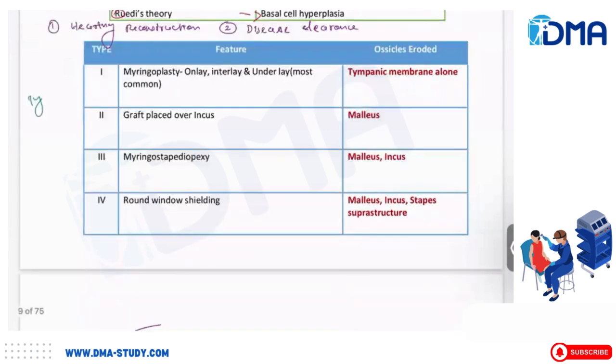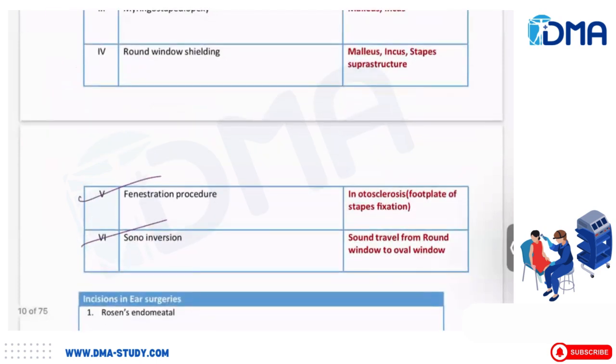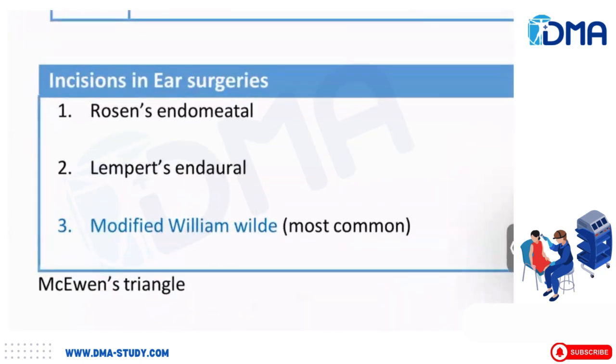Understood? So I'm just repeating it. Tympanoplasty is very important. Type 1 is placing it over the malleus, only TM perforation is there. Type 2 placing it over the incus. Type 3 placing it over the stapes suprastructure. Type 4 placing it over the footplate of stapes. Type 5 is called fenestration procedure. Type 6 is called sono inversion. Clear? Fine. These 3 names are very, very important.